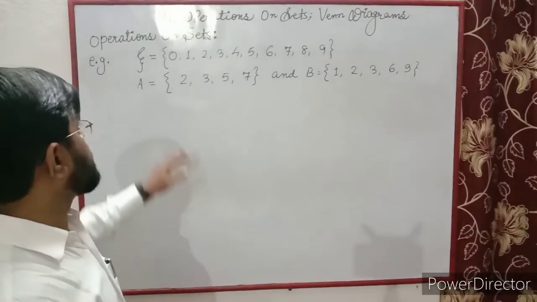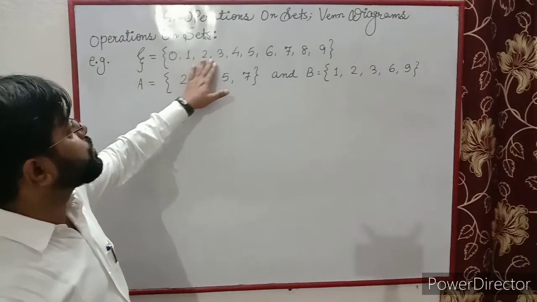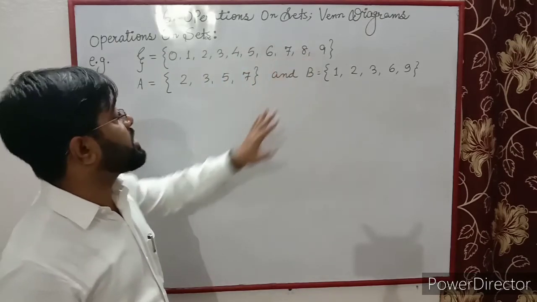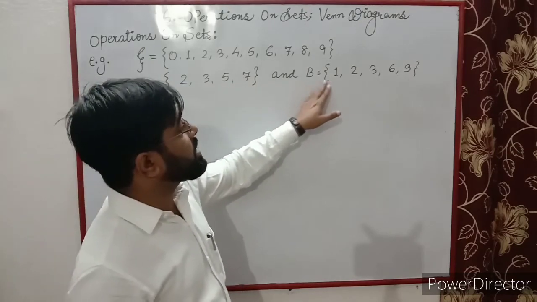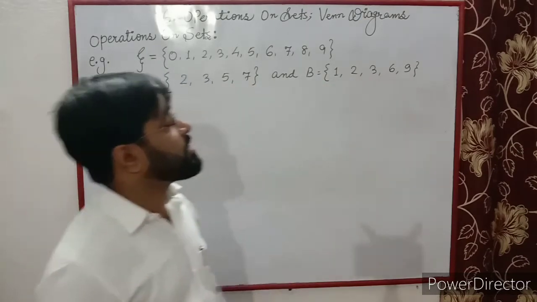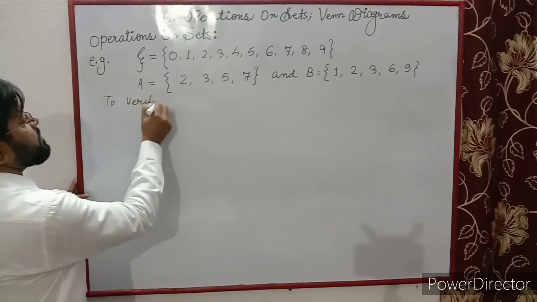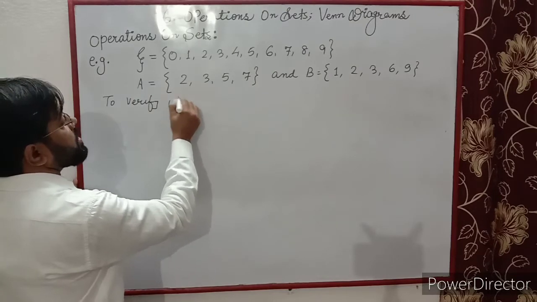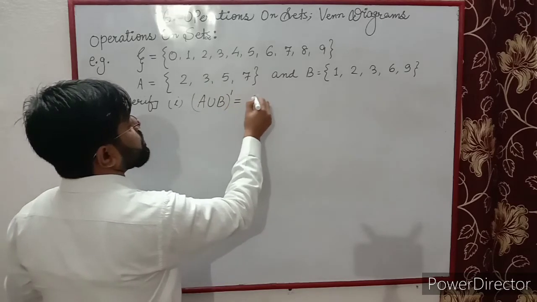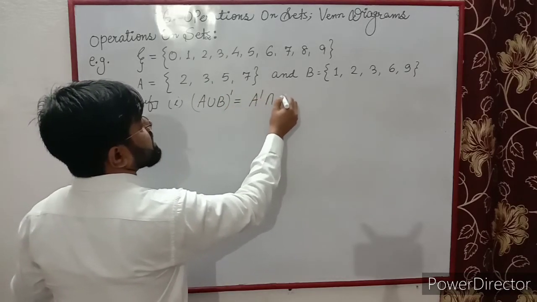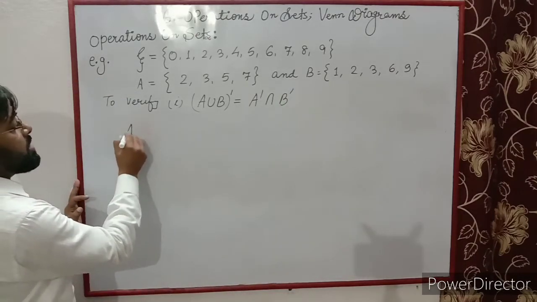Let's see one example to verify De Morgan's law. The universal set is given as 0, 1, 2, 3, 4, 5, 6, 7, 8, 9 and set A has elements 2, 3, 5, 7 and set B has elements 1, 2, 3, 6, 9. So to verify the first De Morgan's law, the complement of A union B is equal to the complement of A intersection the complement of B. So first of all, we have to find A union B.